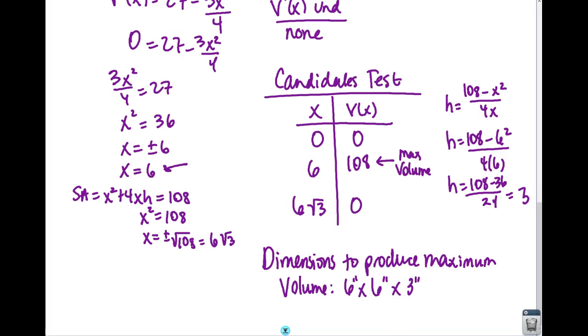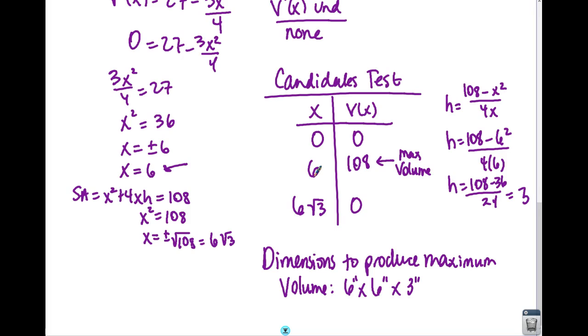Okay, so this was how we optimized this question using the candidates test. Now, if I wanted to, I could have used the first derivative or the second derivative test. Luckily, I only had one critical number over the possible domain of my function. So what I would need to do is look to see where my derivative changed signs. Hopefully, it would change from positive to negative to match the fact that I had maximum volume here.